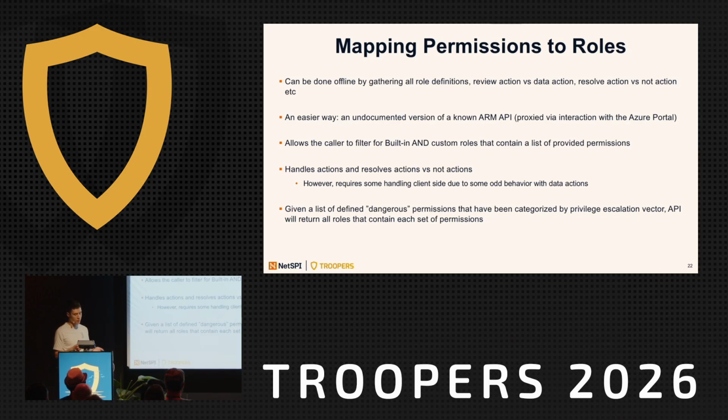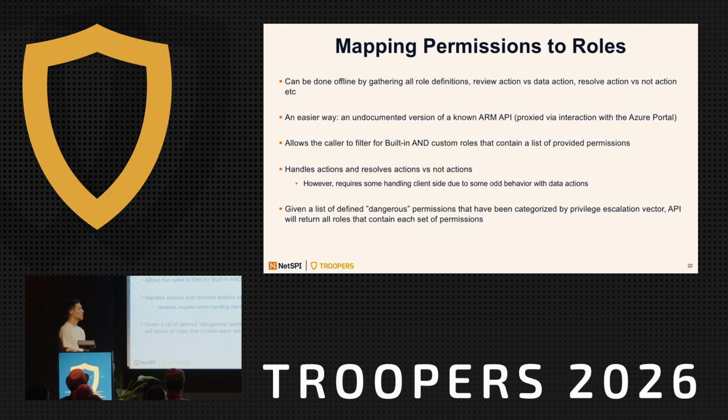Basically, what you can do with this API is, if you give it one or many permissions, it will try to find every single role definition that it knows of that has those permissions contained. So it's going to evaluate not actions for you. It'll evaluate wildcards and things like that, which is really useful. It also covers custom roles as well. It does some weird stuff with data actions that you have to handle, but because it's undocumented, I'm not going to hold it to too much, so just know that if you're ever going to use this.